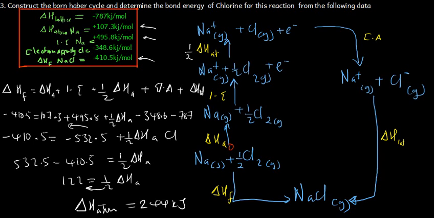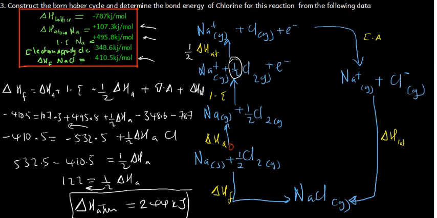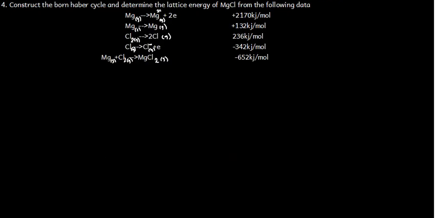Well, it is not kilojoules per mole, it's only kilojoules. Why? Because we are multiplying by a half mole. That is why it's not per mole. Otherwise, the value for per mole is this one, 122 kilojoules per mole, but we are talking of half mole. Okay. Let's look at another question.